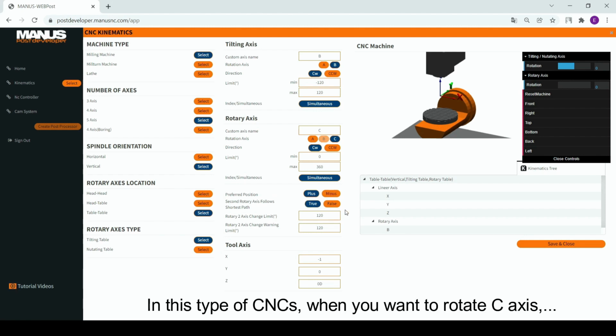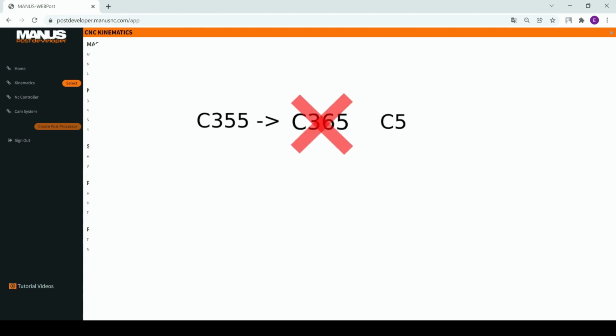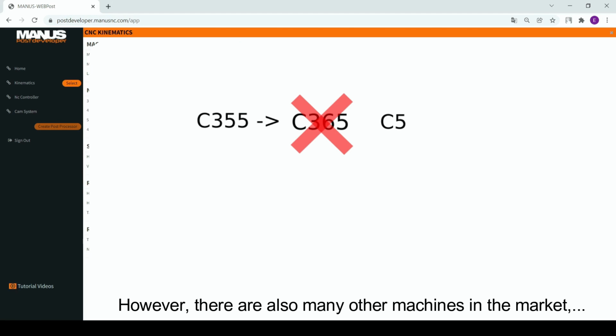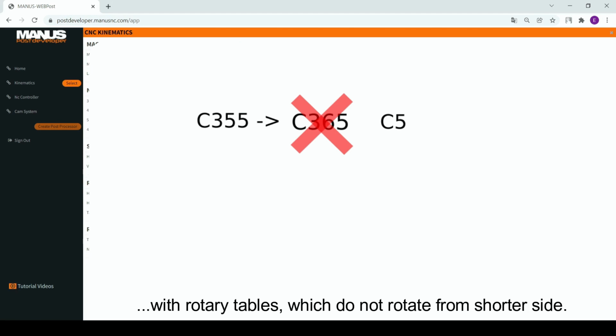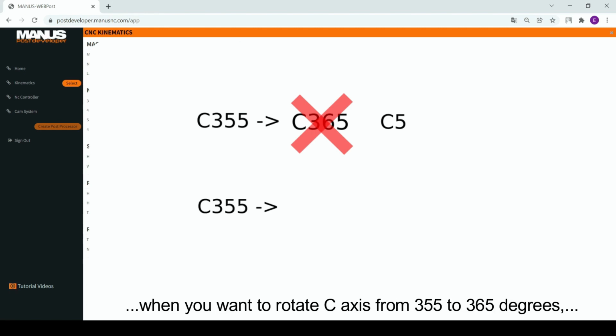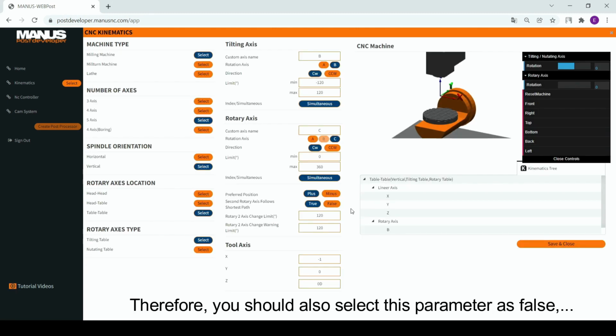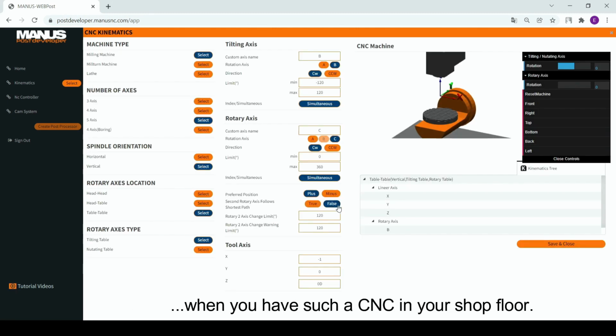In this type of CNCs, when you want to rotate the C-axis from 355 to 365 degrees, you should write C5 instead of C365. However, there are also many other machines in the market with rotary tables which do not rotate from the shorter side. In this type of CNCs, when you want to rotate the C-axis from 355 to 365 degrees, you should write C365 instead of C5. Therefore, you should select this parameter as false when you have such a CNC in your shop floor.